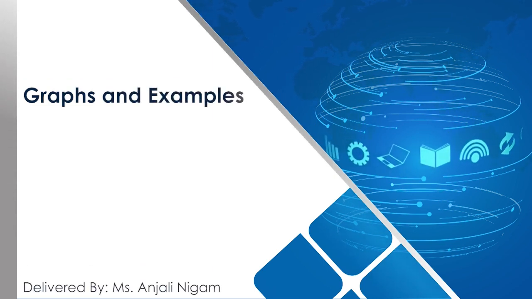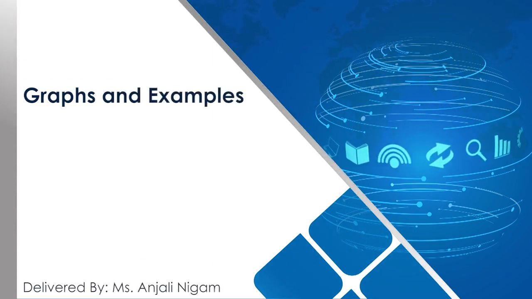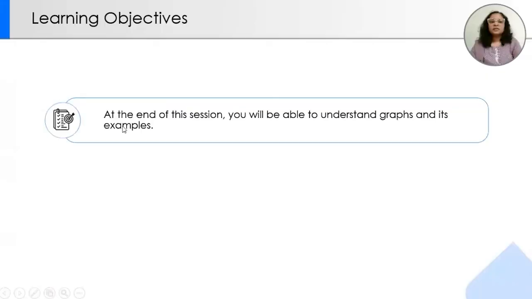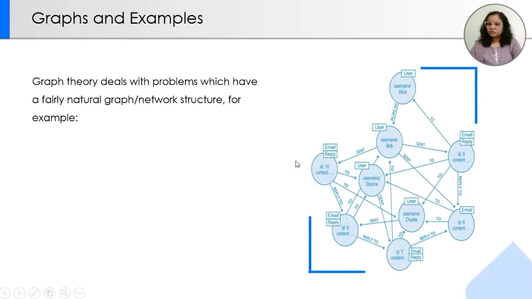So graphs and examples. The learning objective states that at the end of this session, you will be able to understand graphs and its examples. We'll focus with the help of examples that how graph theory helps us to solve our problems. So what kind of problems graph theory helps us to solve? Graph theory deals with problems which have a fairly natural graph or network structure.